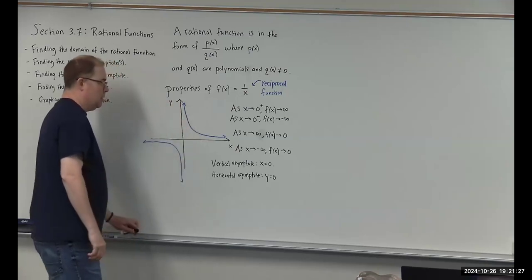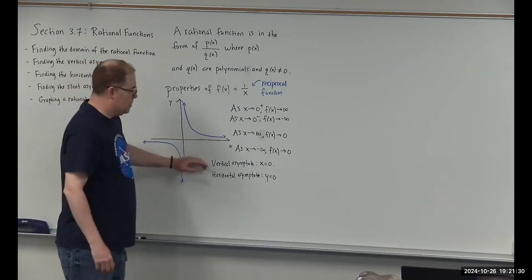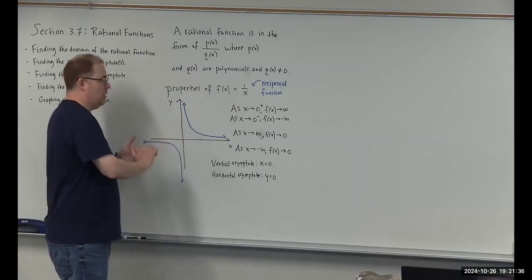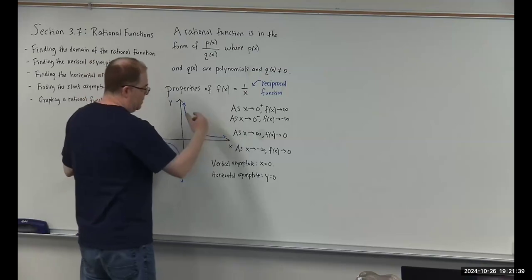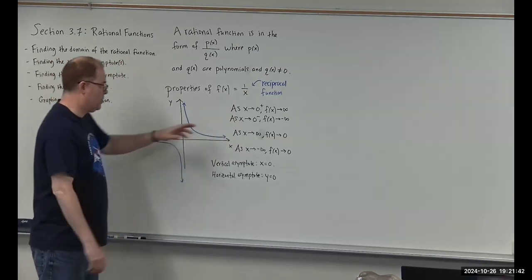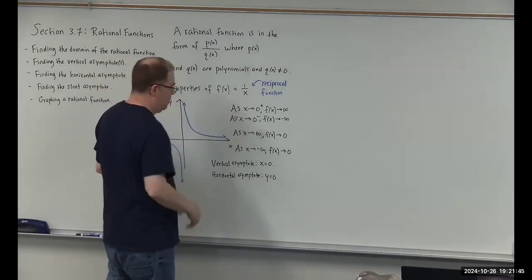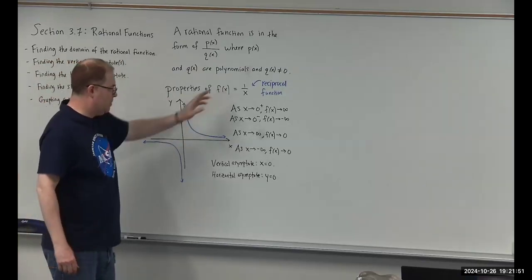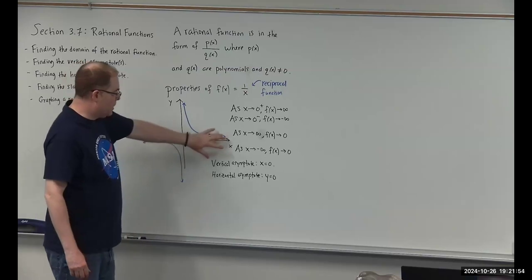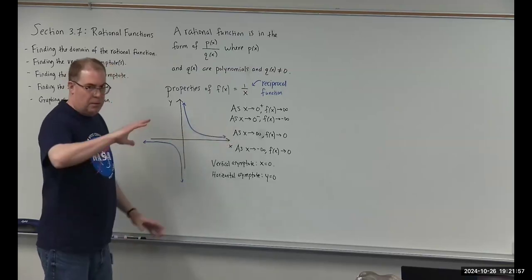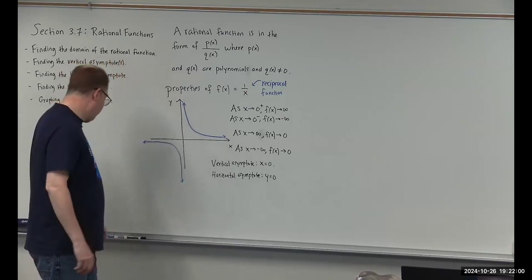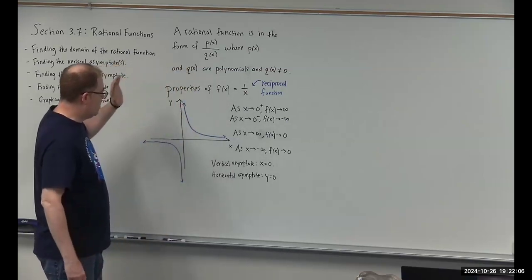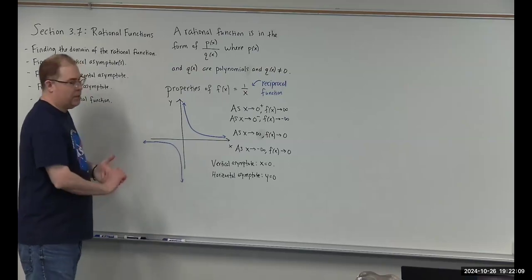With vertical asymptotes, the function goes to either plus or minus infinity depending on the direction that x is approaching whatever the value is. It doesn't always have to be zero here, but for this function, it is. And for the horizontal asymptote, it's always going to be y equals some number. So basically, those are the important properties of the reciprocal function.